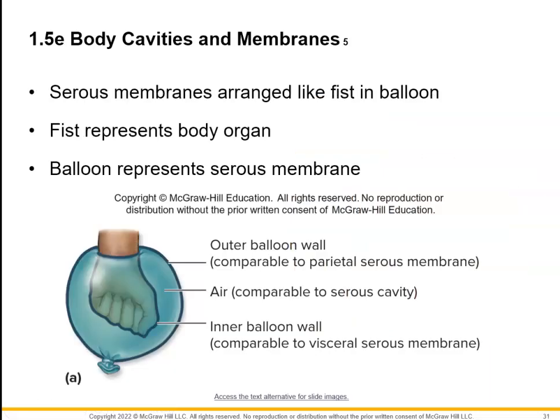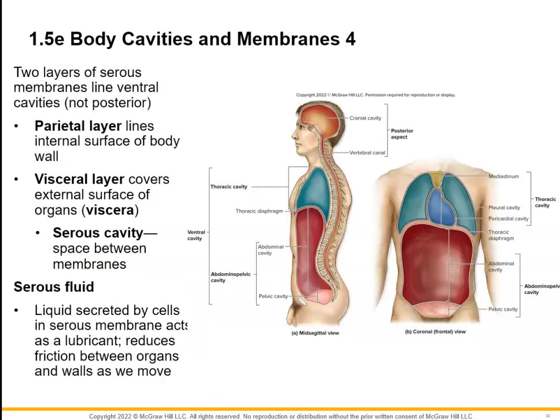Now, the outer layer of that balloon is lining the space. So that would be like lining the abdominal cavity or the thoracic cavity. We call those membranes parietal membranes. So remember, viscera means organ. So that is the layer of the serous membrane that lays on the surface of the organ. The parietal membrane surrounds the cavity, and the space between them, like here in the balloon where it would be filled with air, that is the cavity, and it's filled with serous fluid.